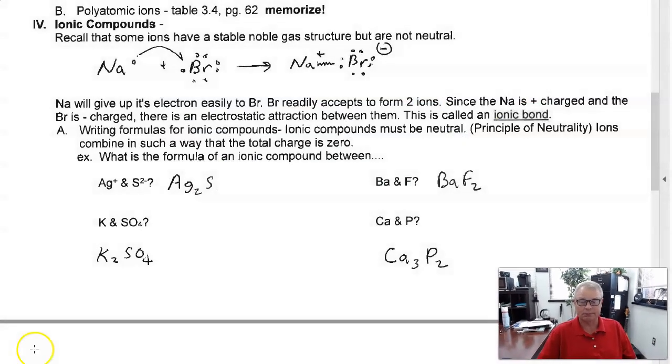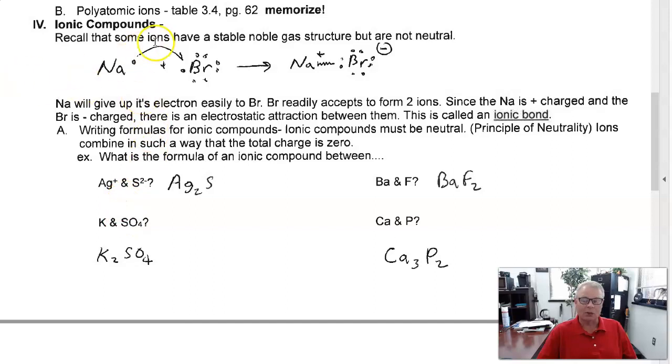It's good to have the 8, but I don't really want to have a charge. Is there any way I can maybe have my cake and eat it too? Is there any way I can get around the principle of neutrality, but yet still have that nice noble gas structure? Well, let's talk about ionic compounds then.